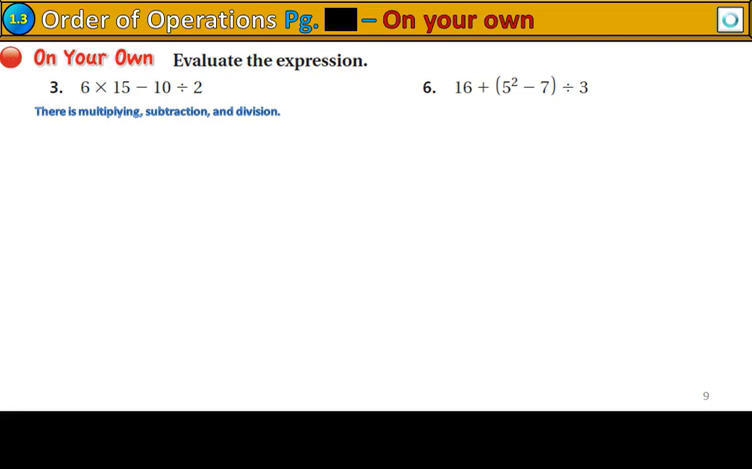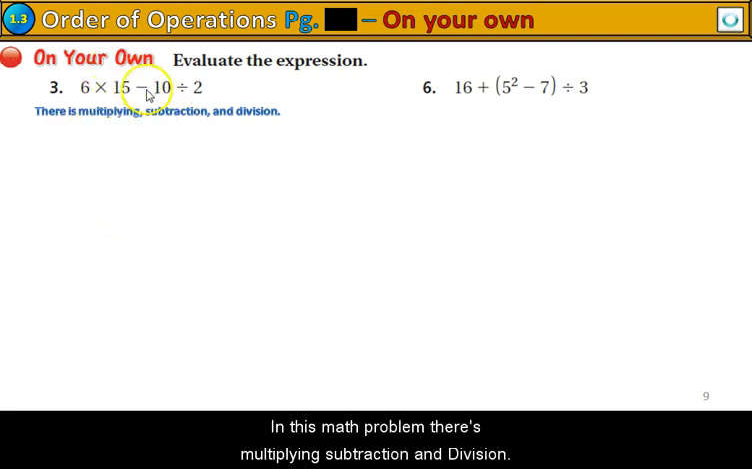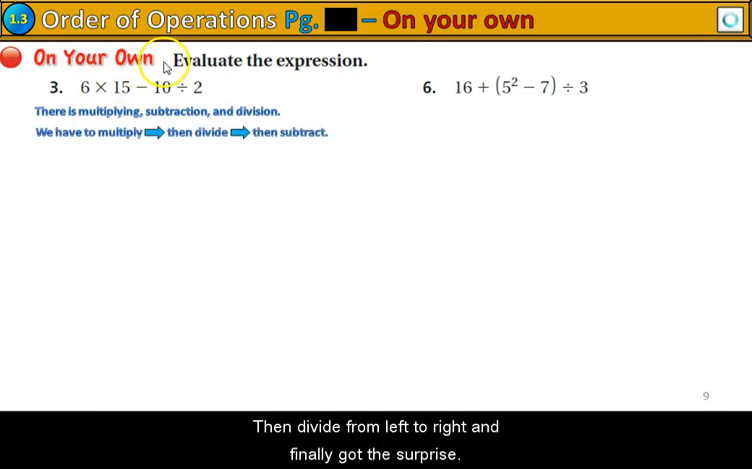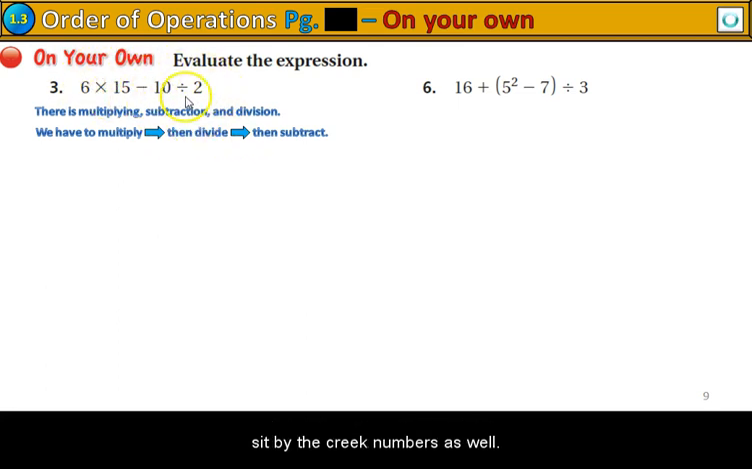Welcome back. Let's take a look. In this math problem, there's multiplying, subtraction, and division. We have to multiply, then divide from left to right, and finally we have to subtract. So when I say we have to multiply, make sure we're using the correct numbers, and when I say divide, the correct numbers as well before we subtract.